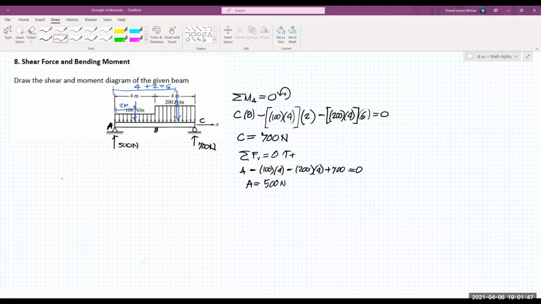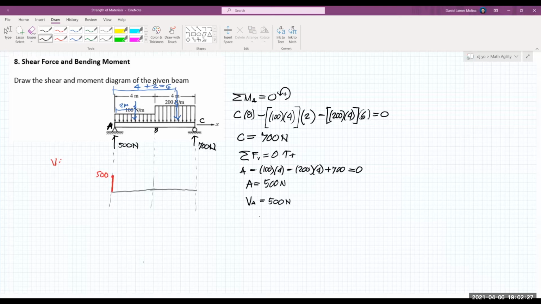So from there we can now draw the shear diagram. So let's project the important points, and then the horizontal line. Okay. So now for the shear at A. We have a 500 newton upward force. So the shear at A is positive 500 newtons. So let's have here 500.